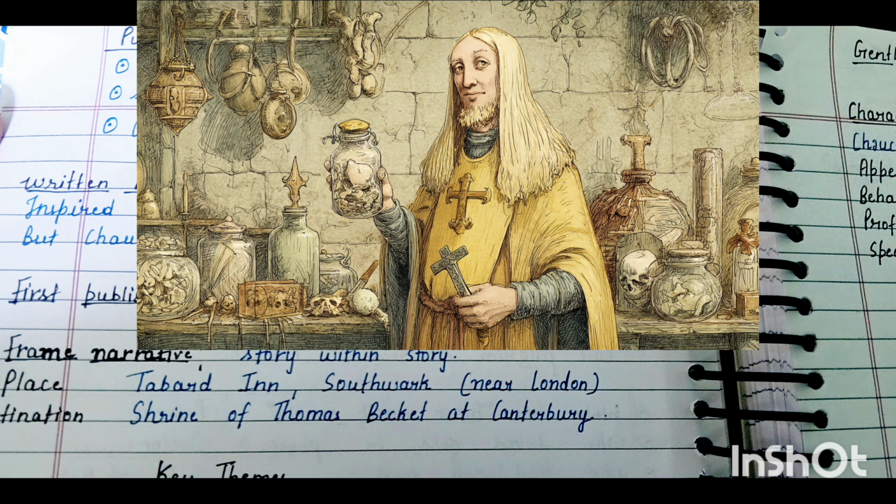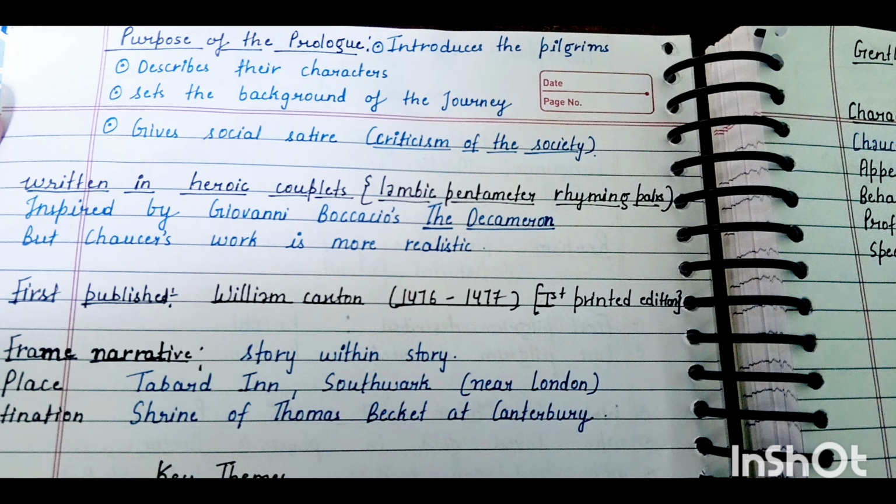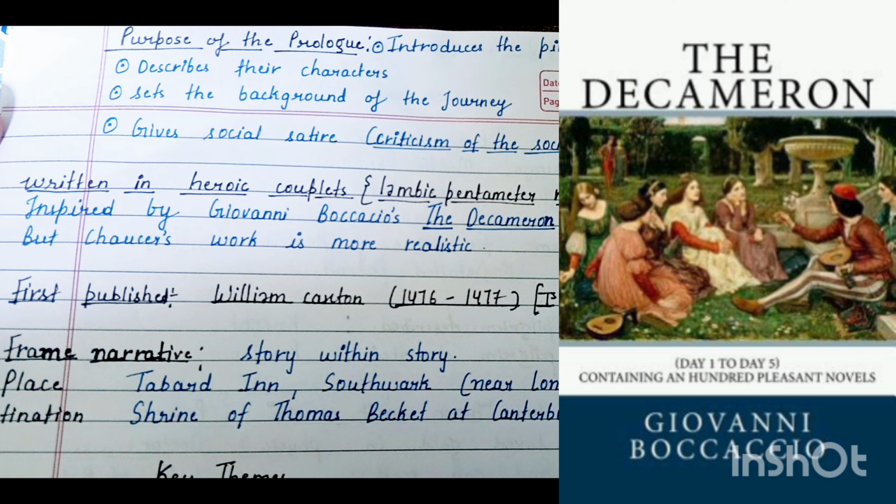So again, the purpose of the prologue is to introduce the pilgrims, describe their characters, set the background of the journey, and give a social satire. You will see how Chaucer has criticized religious people of the clergy, exposing their vanity and greed. Again, as I told you, it is written in iambic pentameter. One more thing is that Chaucer took the idea or inspiration of writing this work from Boccaccio's Decameron.